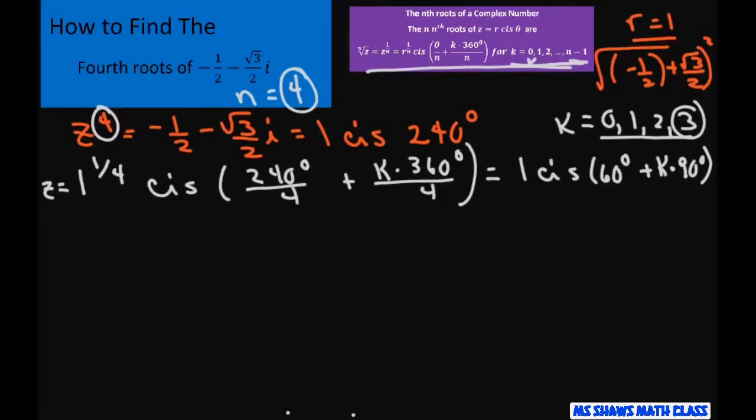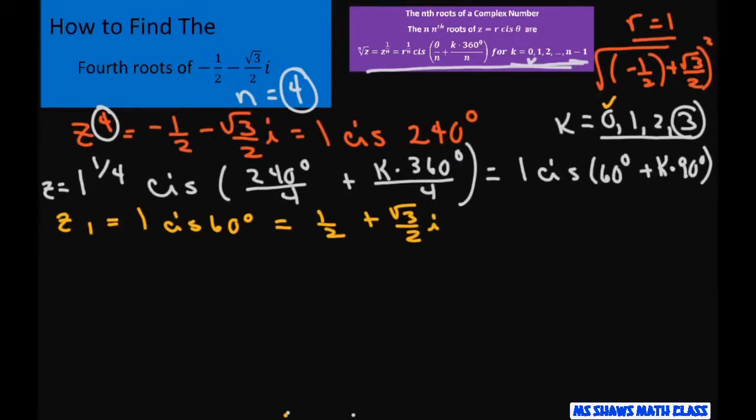And for k equals 0, so we're doing the 0 one first, we get c1 equals 1 cis of 60 degrees. So that's just cosine of 60 is 1/2, and sine of 60 degrees is square root of 3 divided by 2.